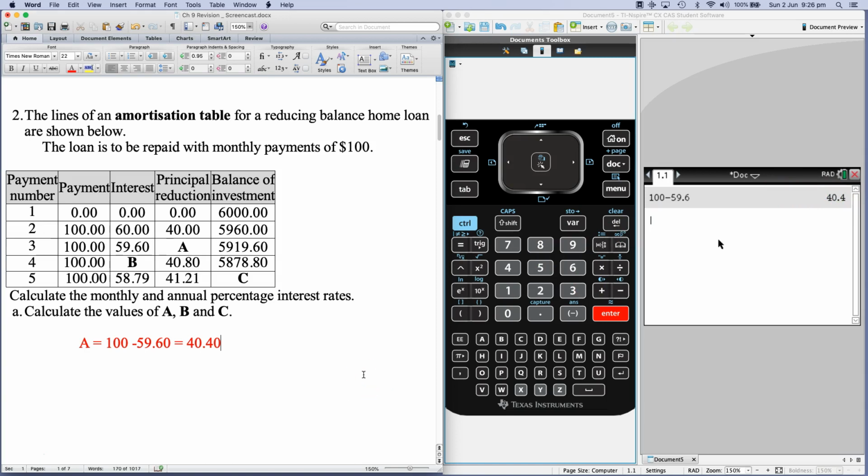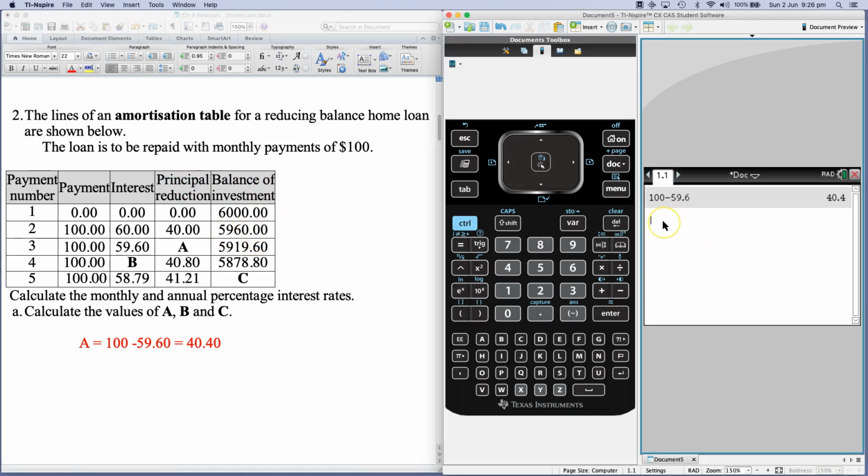So the way that we could also check that that's the correct value, I won't write it out here, but I'll do it on the CAS, is this tells us that's the principal reduction. So if we go over to the balance of investment, if we take that amount 5960 and we take away the balance after payment 3, as you can see, that will give you the same answer, and that makes sense because that's the amount that our loan is being reduced by.